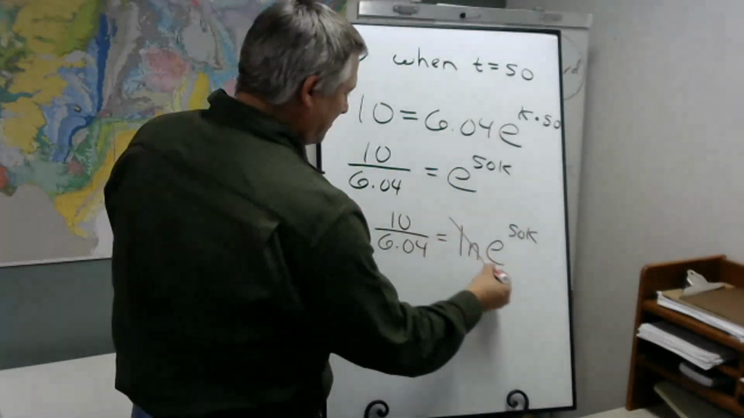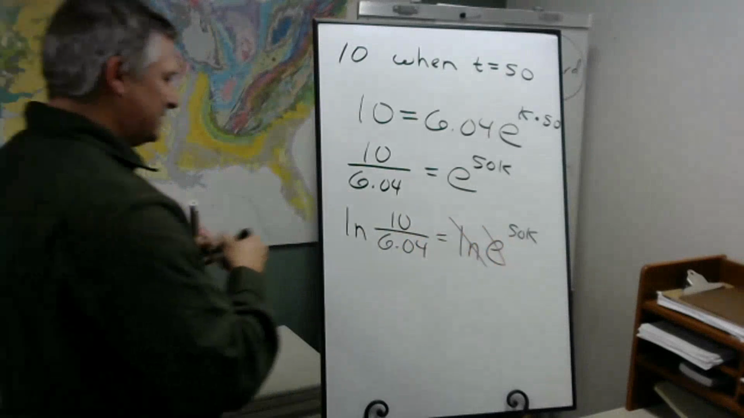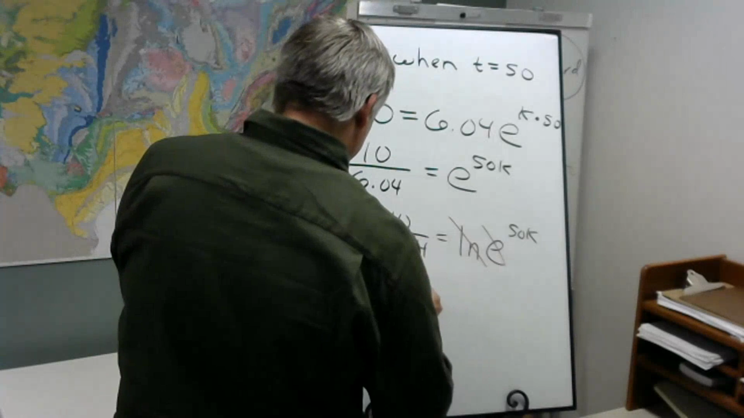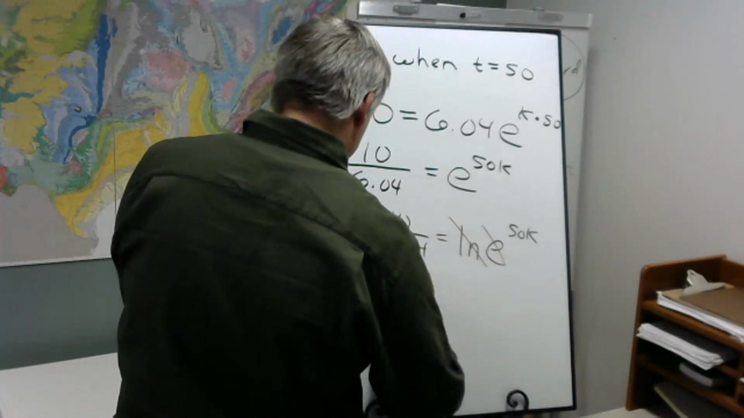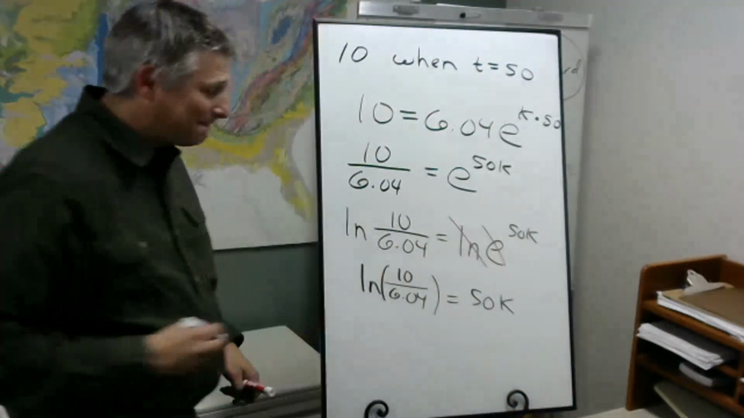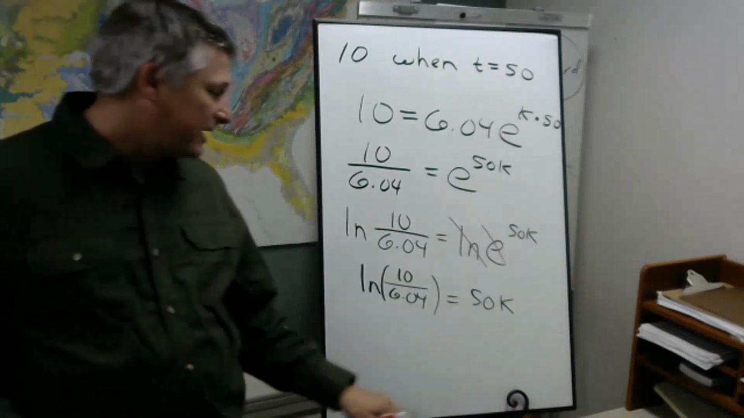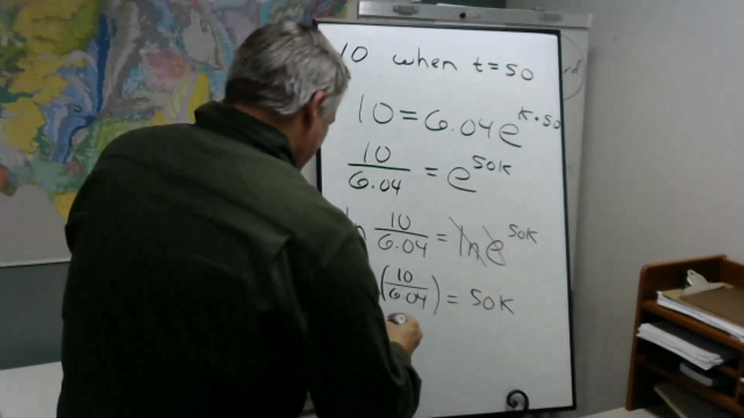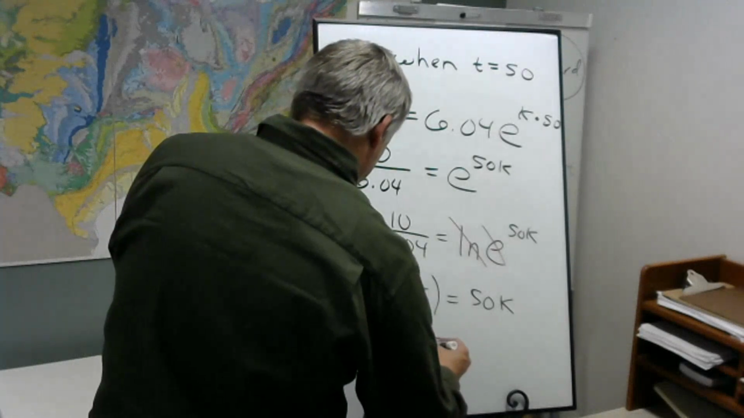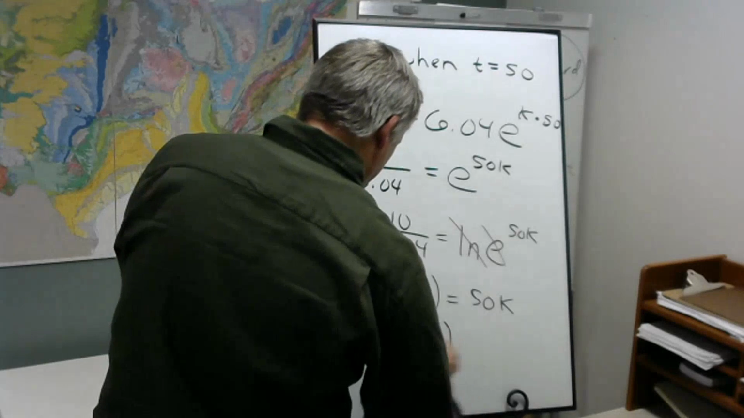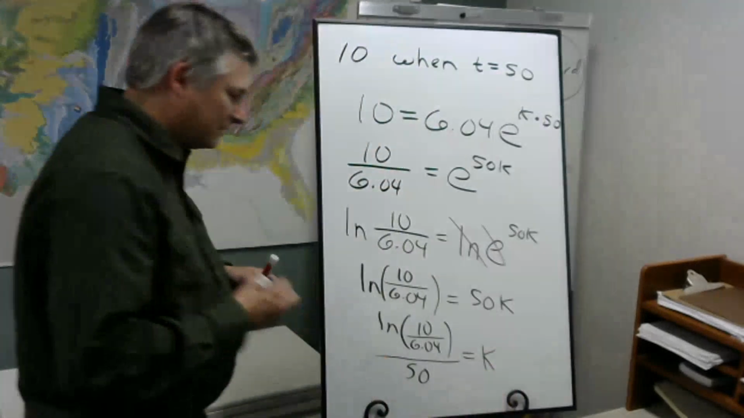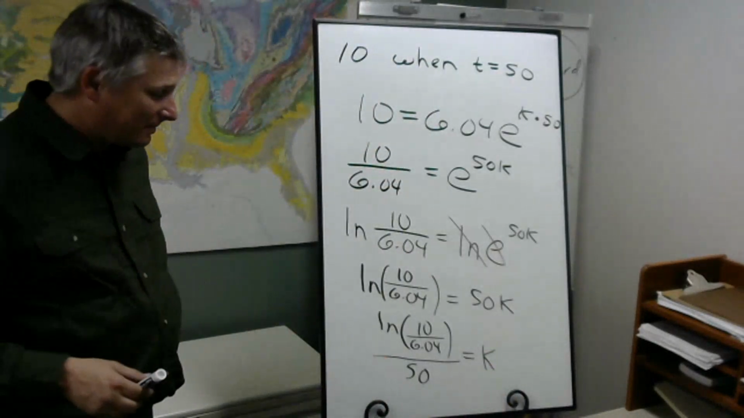And so these will cancel out. And so we get the natural log of 10 over 6.04 equals 50 times k. So lastly, to solve for k, I'm going to divide by 50. So I'm going to get this. And there we go. That's k.